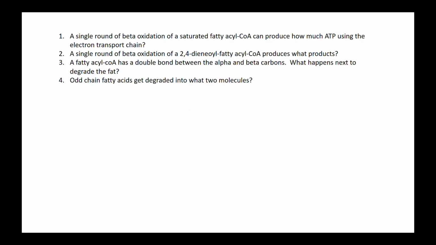All right, I know I'm going to be kind of short on this one because we're almost out of class time. Number one here: a single round of beta oxidation of a saturated fatty acyl-CoA can produce how much ATP using the electron transport chain? I realized as I was looking at this one that I wasn't quite as specific as I should be, so I would have accepted two answers. A single round of beta oxidation of a saturated fat is going to produce one NADH, one FADH2, and one acetyl-CoA.